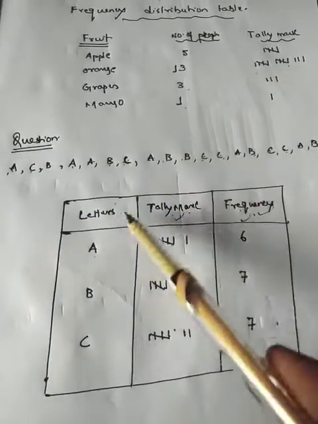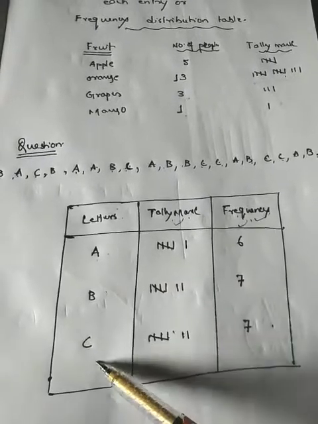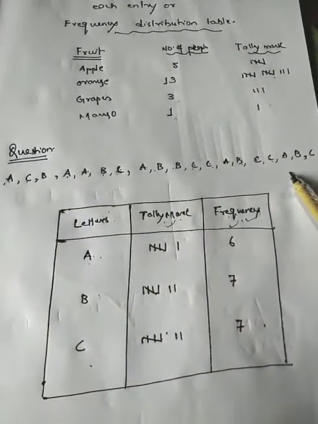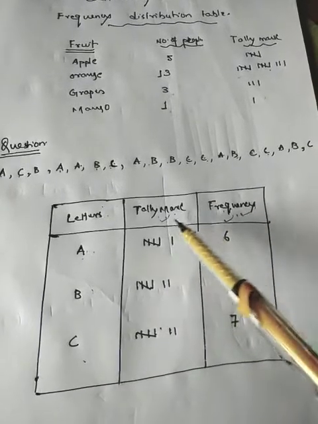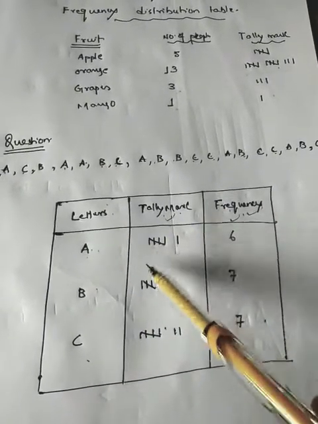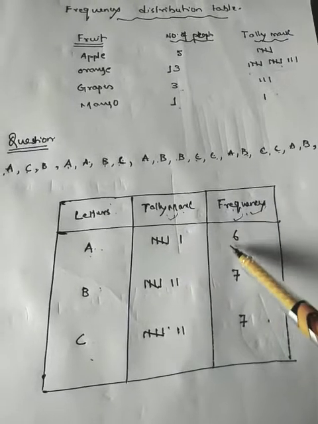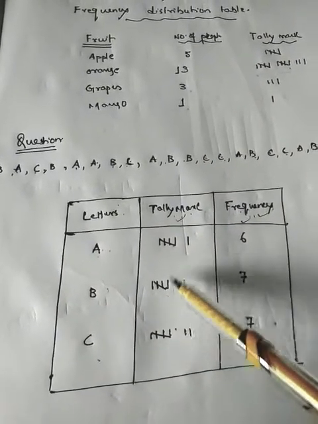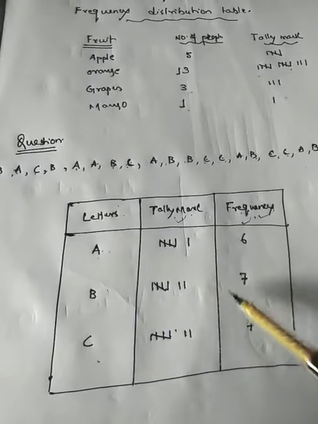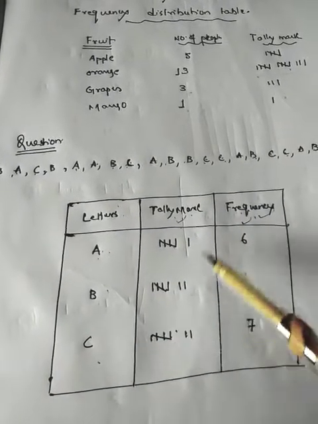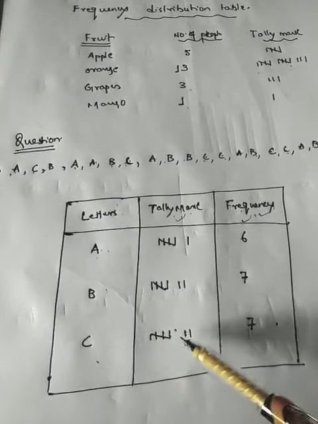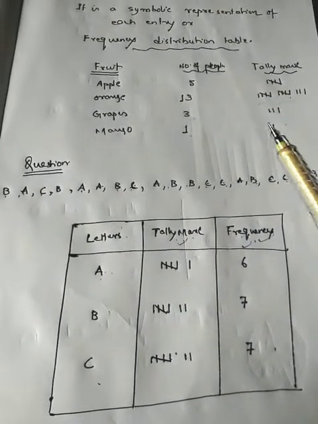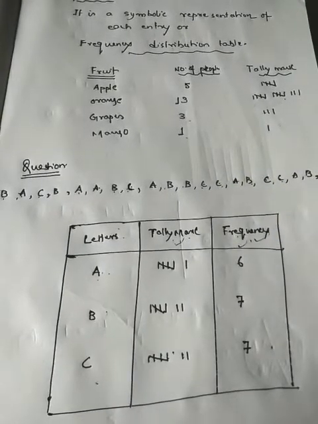Now, how many letters are there? There are 3 letters, A, B and C, which I have written. Now, how many A's are there? You will just count it. According to this data, there are 6 A's present. So 1, 2, 3, 4, 5 and 6. The frequency should be written in numerical form. B, how many B's are there? 7. So 1, 2, 3, 4, 5, 6, 7. C, how many C's are there? 7. 1, 2, 3, 4, 5, 6, 7. So 7 in numerical form. This is the total representation of the frequency distribution table.